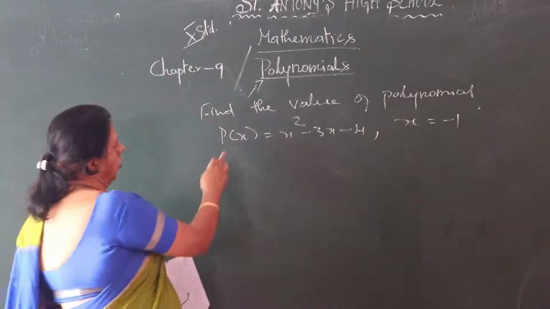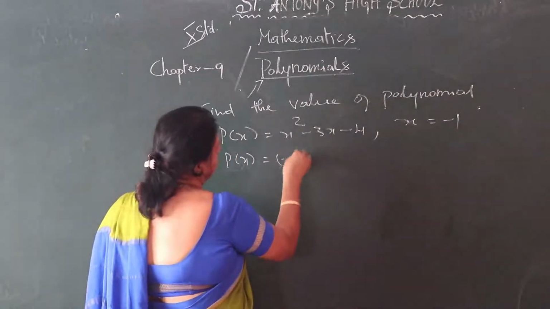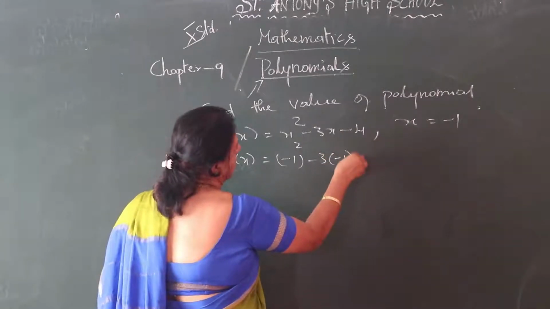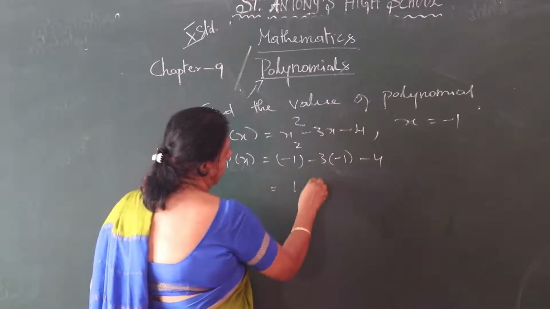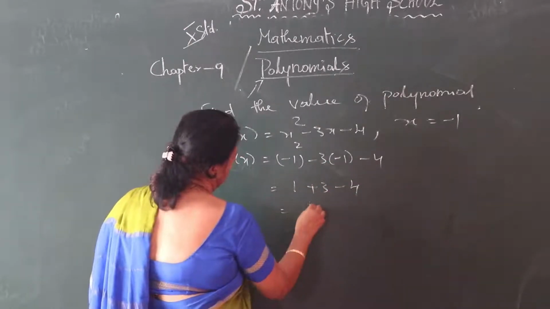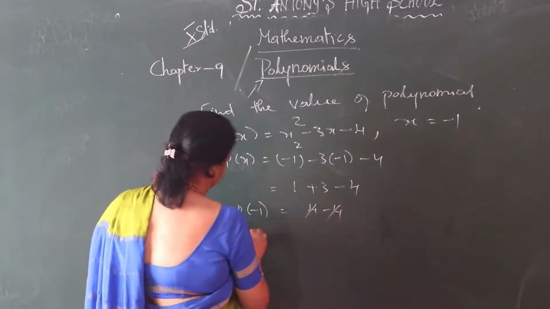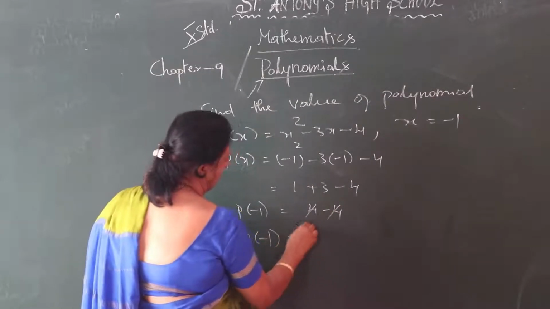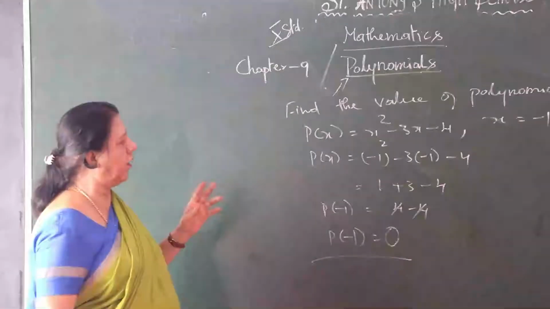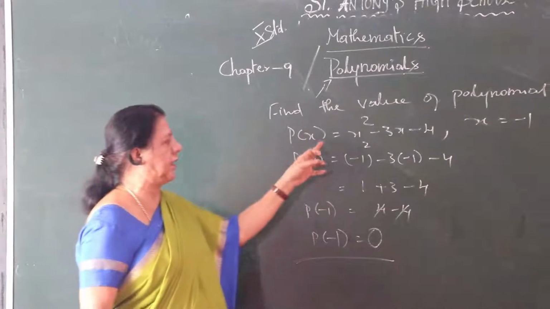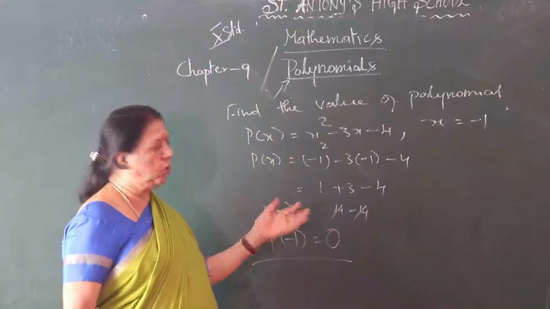So substitute. Here P of x is equal to x value what they have given, minus 1 whole square, minus 3 into minus 1, minus 4. Here minus into minus is plus 1. Minus into minus plus 3, minus 4 is equal to 4 minus 4. P of minus 1 is equal to 0. Followed, children? So what is the sum they have given? Find the value of polynomial P of x is equal to x square minus 3x minus 4, x is equal to minus 1. Substitute, you are getting 0.